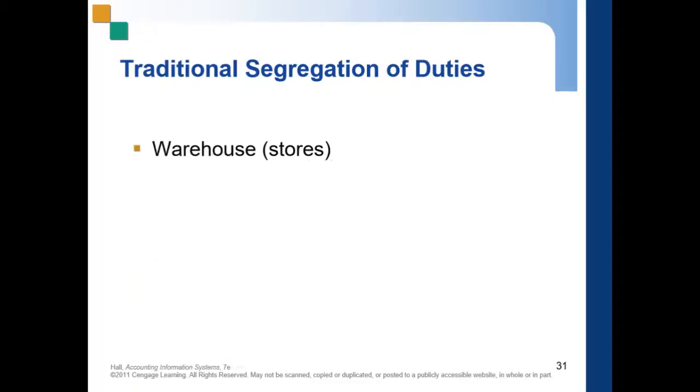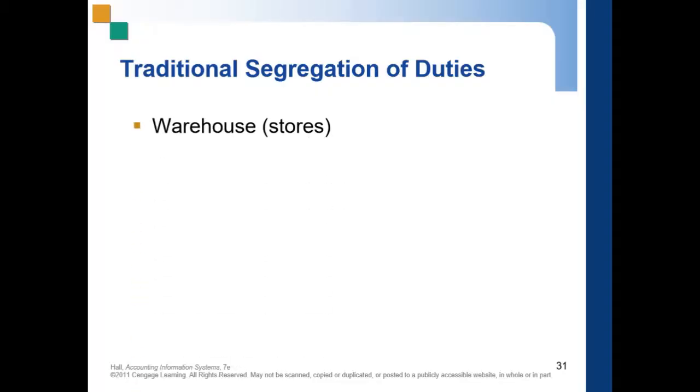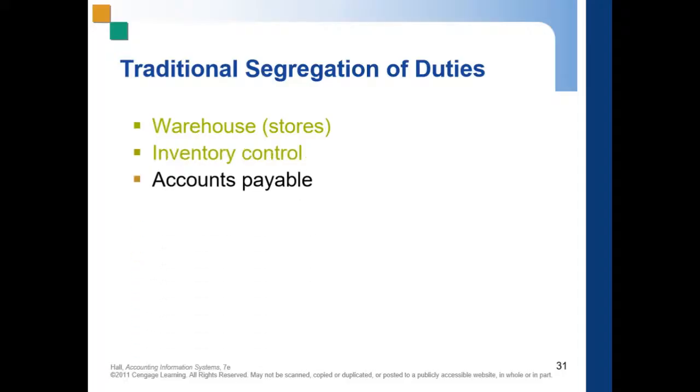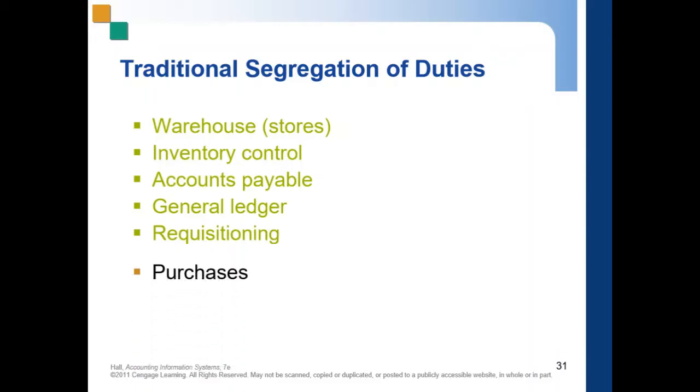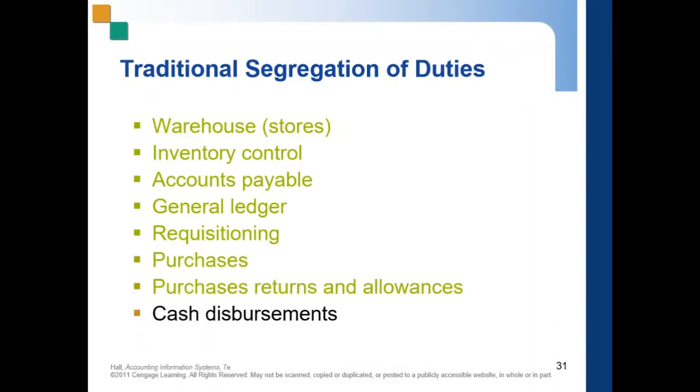Now let's move on to segregation of duties. For the segregation of duties, of course, the one assigned to the warehouse should be different. Same with the one doing your inventory control, accounts payable, general ledger, requisitioning, purchases, purchase returns and allowances, and cash disbursements. So again, these individuals or these functions should be separate.